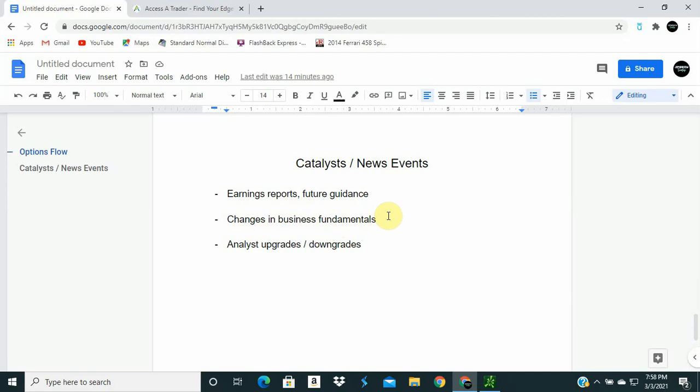And then there's analyst upgrades and downgrades. So obviously there's lots of Wall Street analysts that cover thousands of different stocks, and they like to upgrade and downgrade these stocks, especially after earnings reports. So following these analyst upgrades and downgrades can also give you a good idea of which stocks are going to be in play and which stocks have a lot of upside or a lot of downside. And these analysts, they're biased. So it doesn't mean that everything they say is going to happen or that they're right.